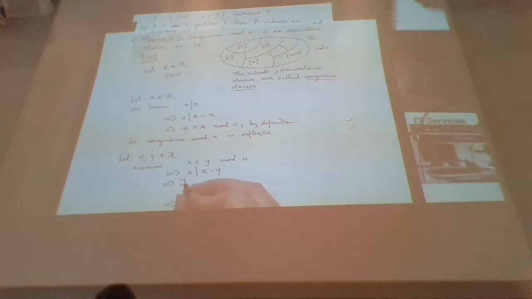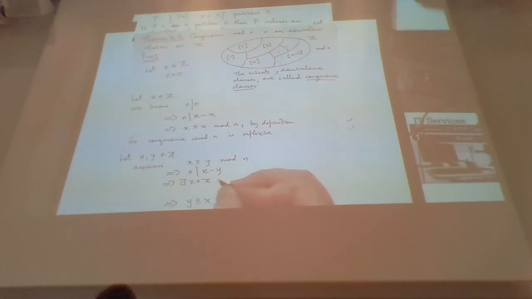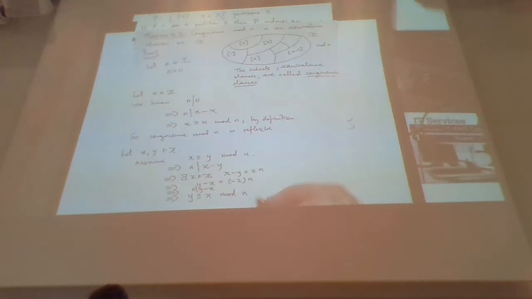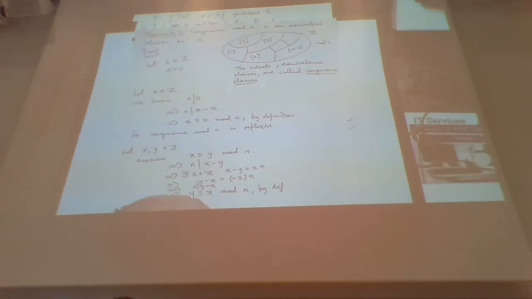Well, that implies there exists some other integer z such that x minus y is equal to z n, but then that implies we can write y minus x as minus z times n, and that in turn implies that n divides y minus x. And by definition, that's what we mean by y being congruent to x: n divides the difference. So if n divides a positive number, it certainly divides the negative number with the same magnitude. So x congruent to y implies y congruent to x. So congruence mod n is symmetric.